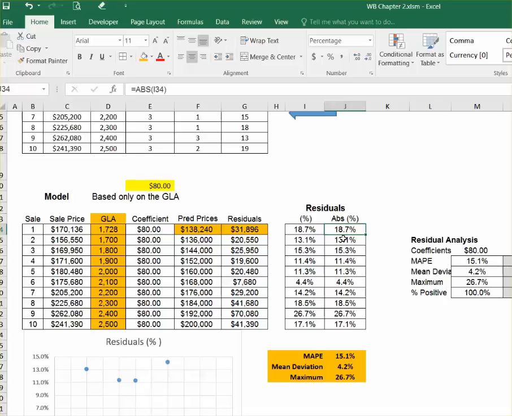So that would be the average of all of these numbers. The MAPE is the average, the mean means average, of the absolute percentage of the residuals or the error. So I can look at this and see that the average of these numbers is 15.1%. Okay, 15.1%. And I'm going to write that over here, 15.1.